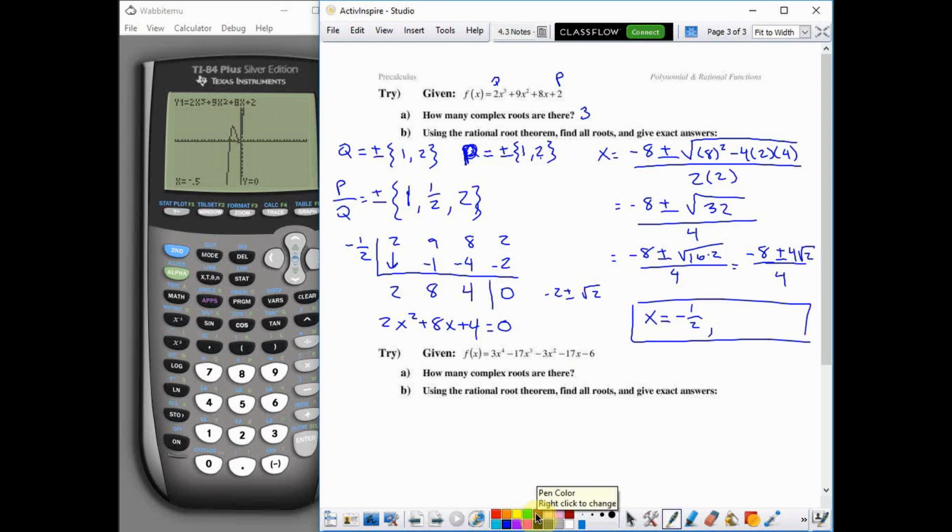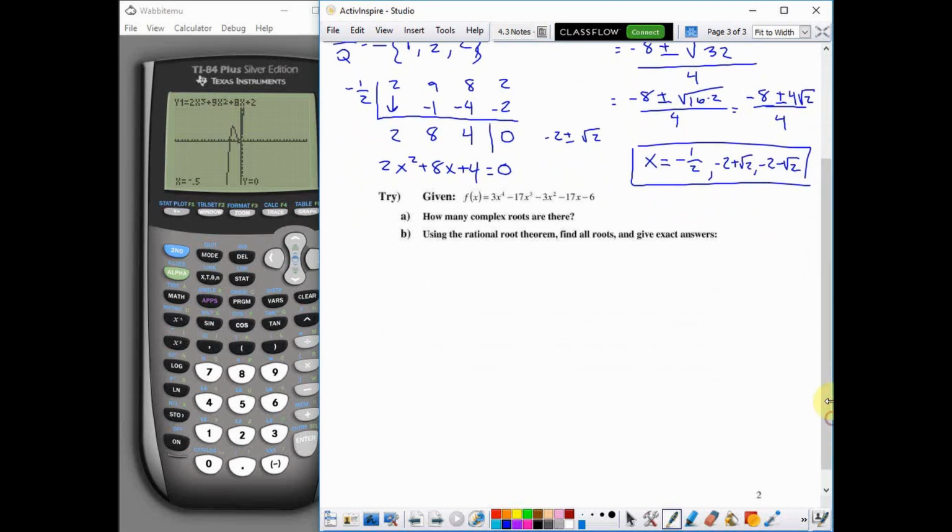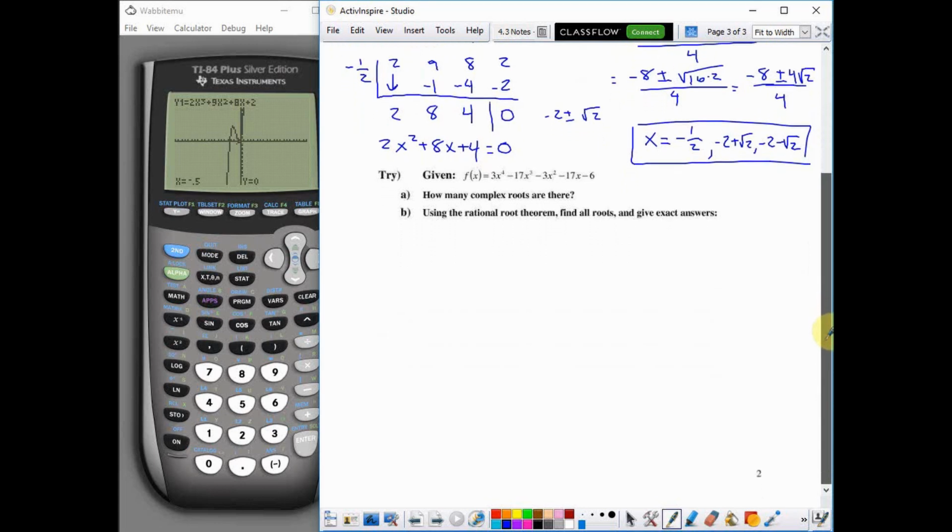Okay, and that represents two answers, negative 2 plus the square root of 2 and negative 2 minus the square root of 2, a pair of conjugates here. Go ahead and pause the video and try this last one.